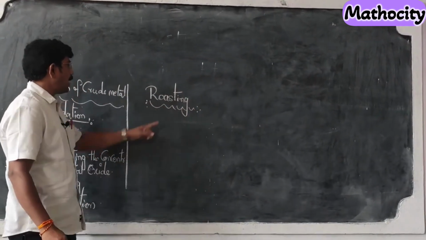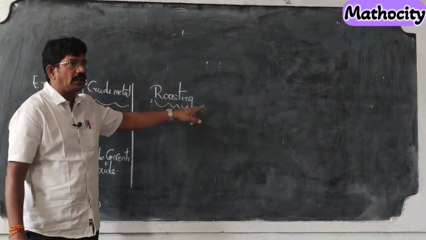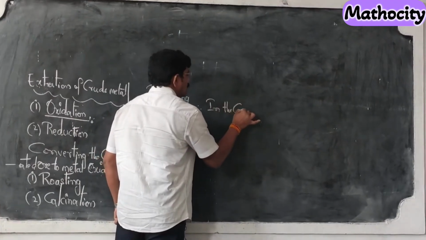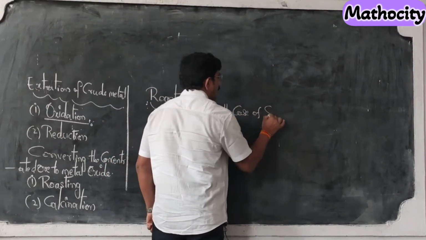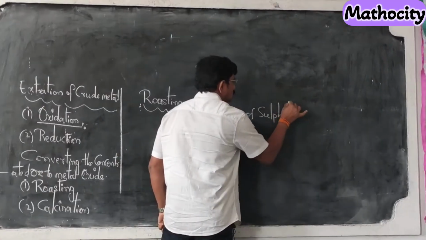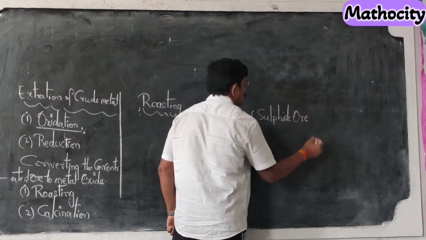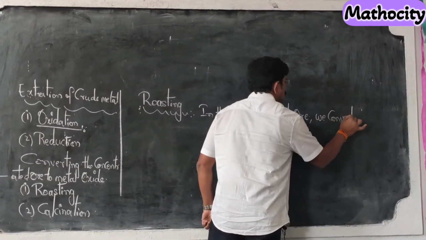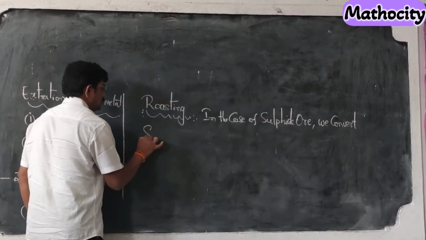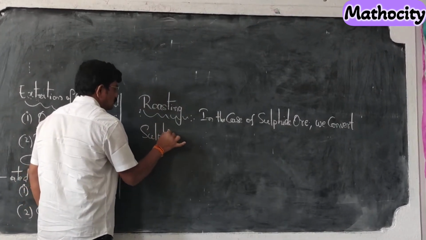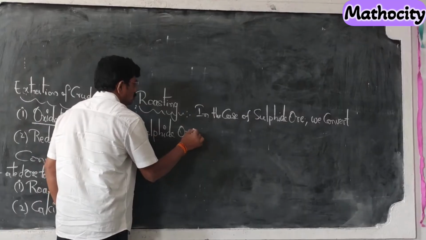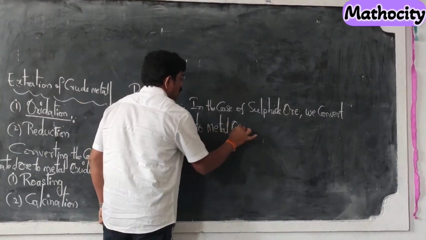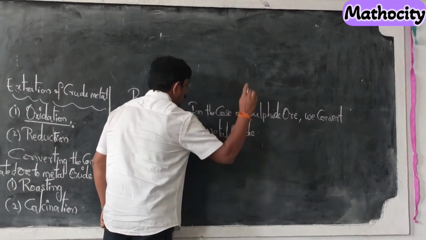This process we adopt only in the case of sulfide ores. In the case of sulfide ores, we convert sulfide ores to metal oxide. Here I am giving an example.